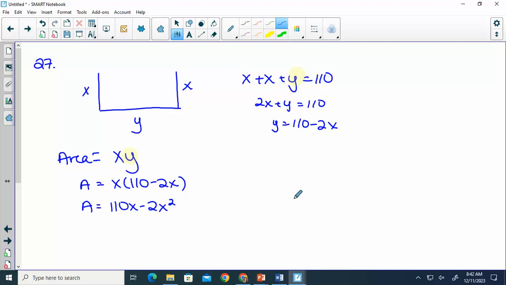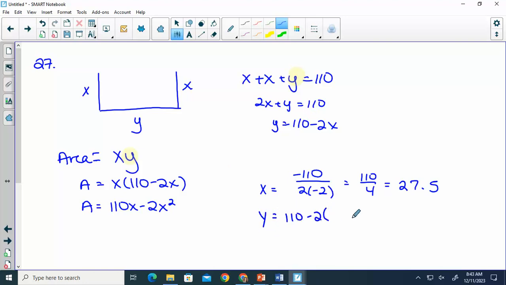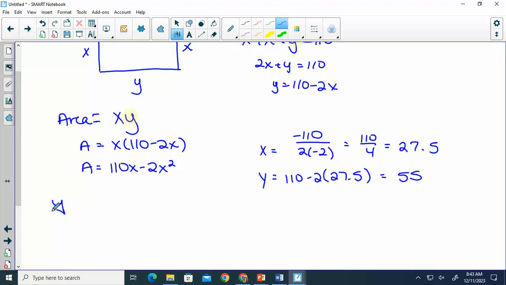Then I ask for a maximum. What am I asking you to find? Vertex. How do we find it? So we get 27.5. Okay, my questions were for the dimensions. So that's x and y. So to find y, we know it's 110 minus 2 times x. So that's 55.